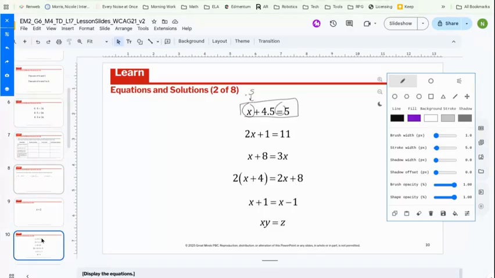Like I can make x equal anything. I can make x 7. But 7 plus 4 is not 5. So you can make a lot of false ones, but there's only going to be one correct x.